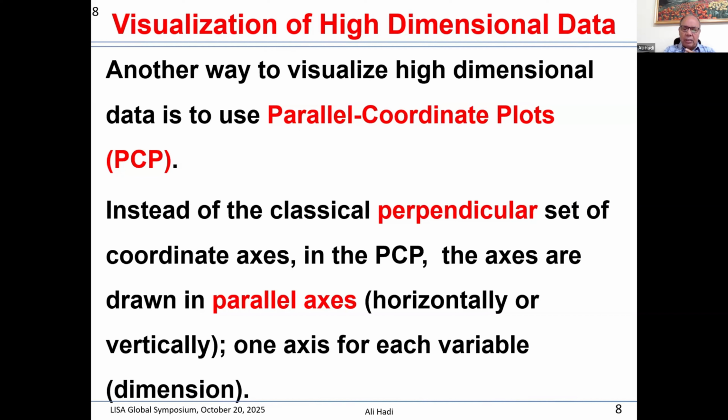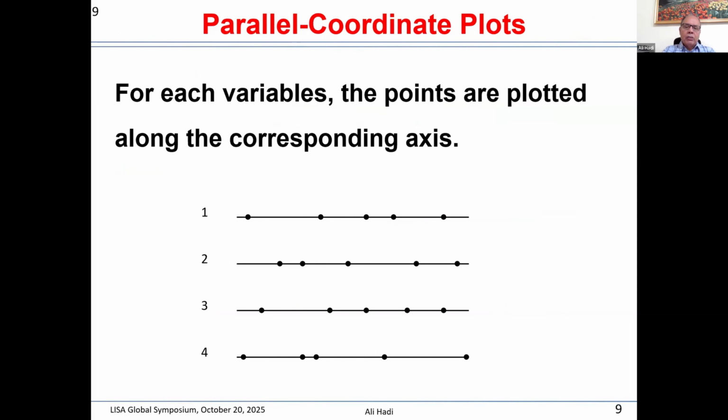I will go over an introduction of the PCP very quickly, just for the sake of those of you who are not familiar with it. Every axis or every variable here is drawn on a horizontal line or vertical line. In this case here we have 4 variables, x1, x2, x3, and x4. Each one is plotted horizontally, and the points on each variable are plotted on this axis here.